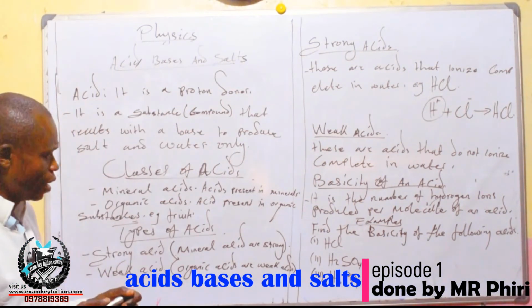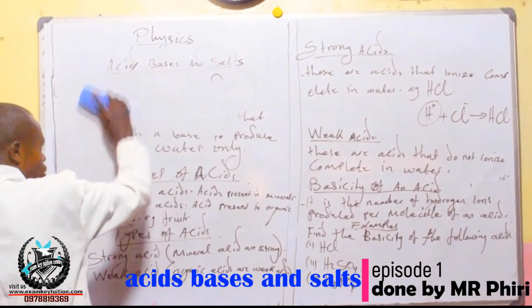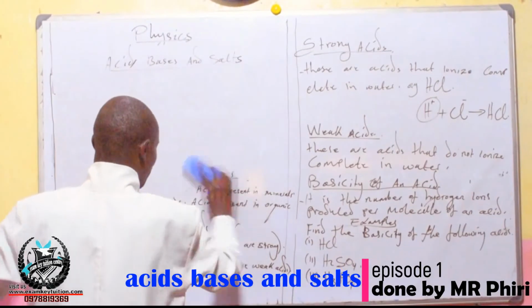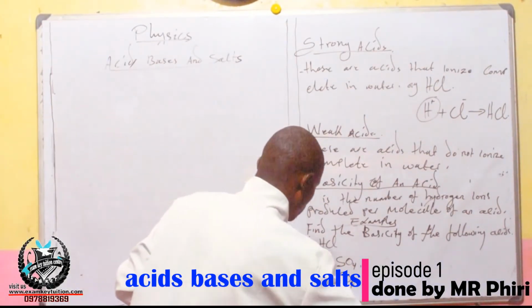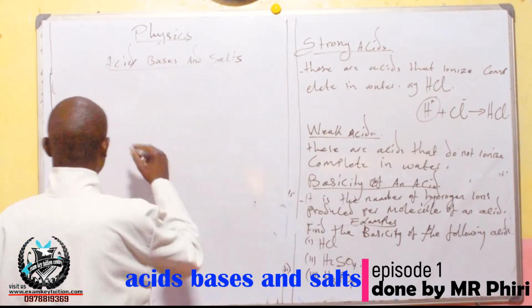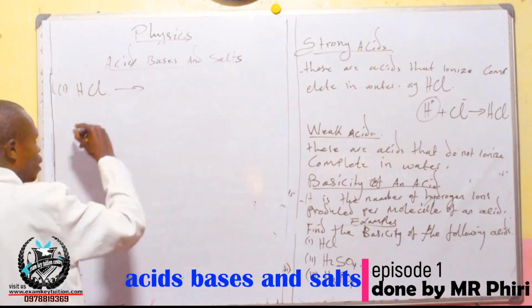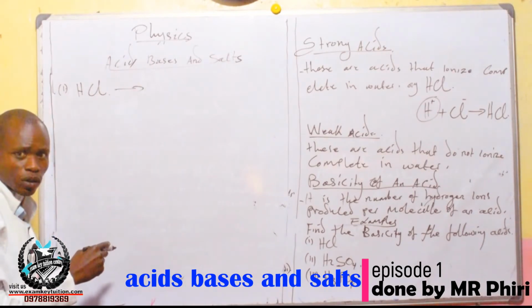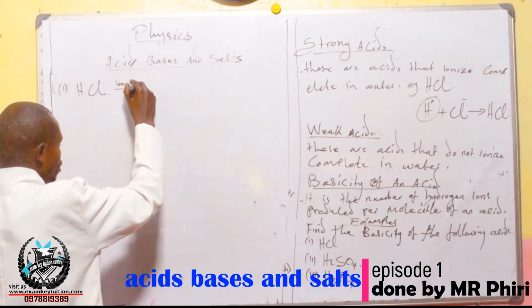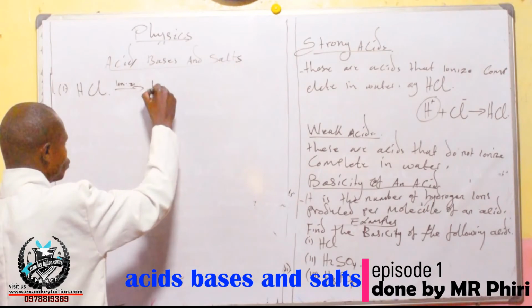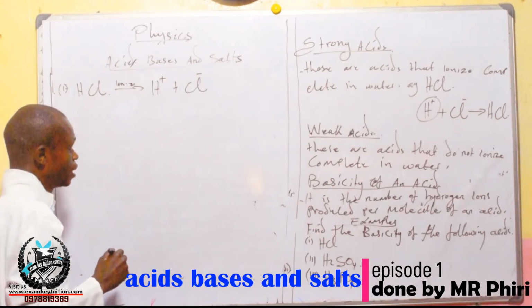Okay, so what is the basicity for the following acids? Number 1, hydrochloric acid. Now, when it undergoes ionization, ions will be produced, which are hydrogen ions and chloride ions.